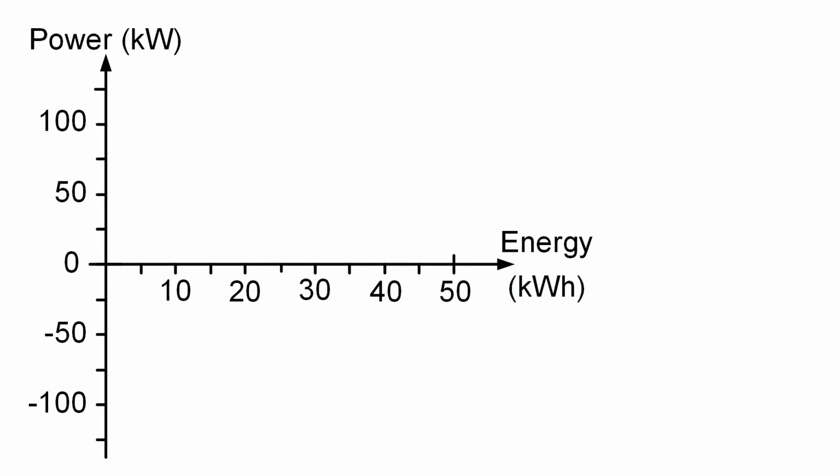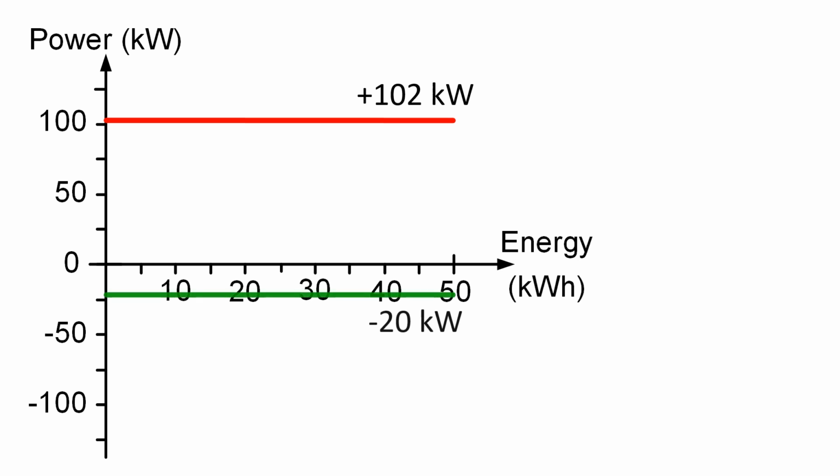This diagram shows the battery energy content on the horizontal axis and the battery power on the vertical axis. We can draw the maximum discharge power as an upper limit for the battery power. As we found in an earlier presentation, it's 102 kilowatts. And the maximum charge power at regeneration is 20 kilowatt. This means that the battery must be able to deliver any power within this range.